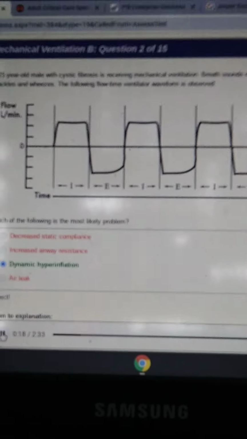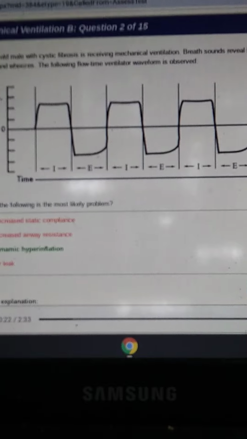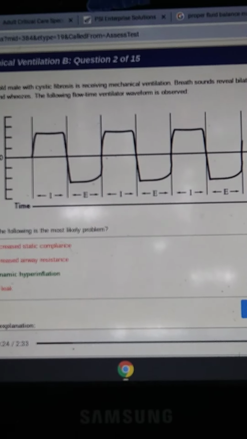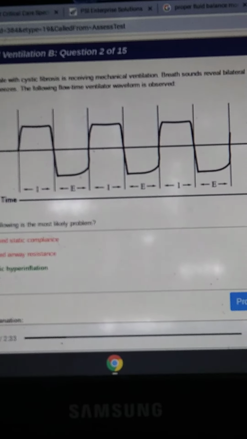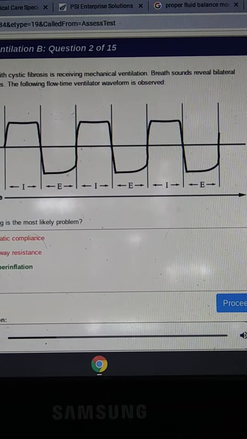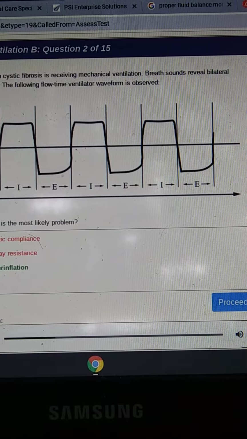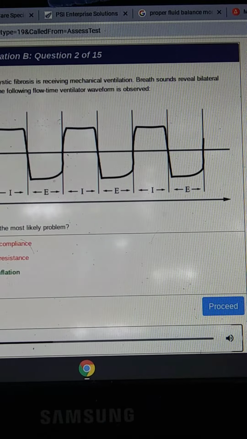Well, as you study the waveform, you'll see that the inspiratory time and the expiratory time are about the same, so that's a 1-to-1 ratio. You'll also notice that the expiratory flow does not return all the way to the baseline before the next breath begins. And so that's a problem. That means we're letting the patient inhale, but we're not letting them fully exhale. And that's leaving air behind.